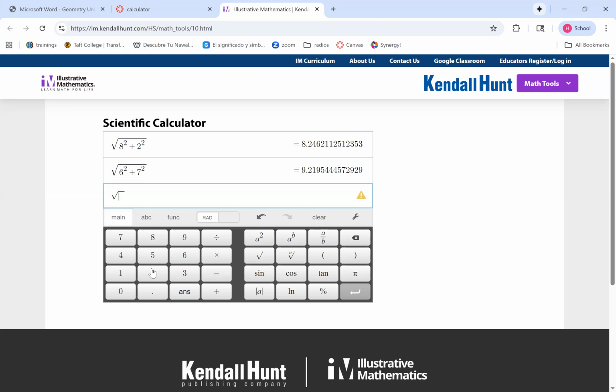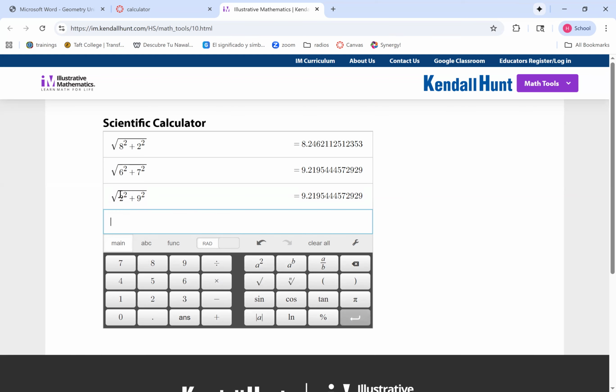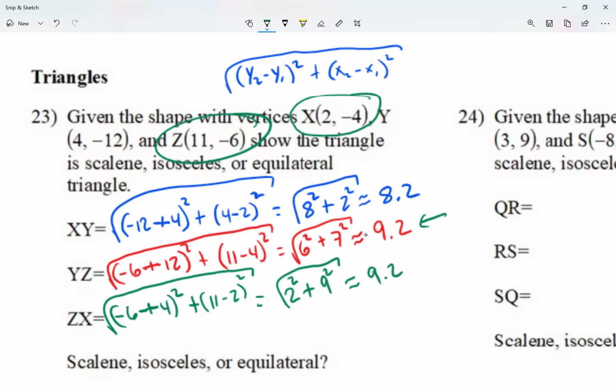So 2, oops, not outside, it's inside. So 2 squared plus 9 squared. Press enter. Make sure it is what you wanted to type. Yep. So this one says 9.2. Because remember, I'm running to one decimal place. 9.2. Cool. I see two sides are equal. Not all three. Two sides are equal.